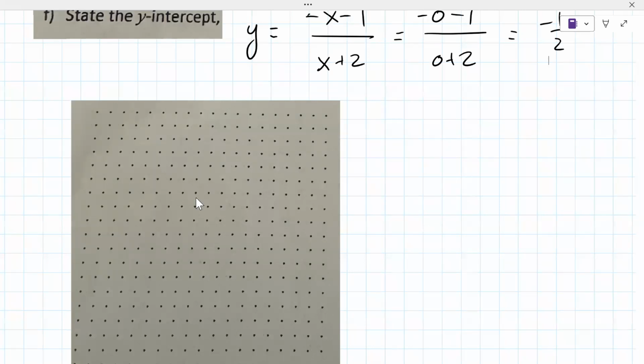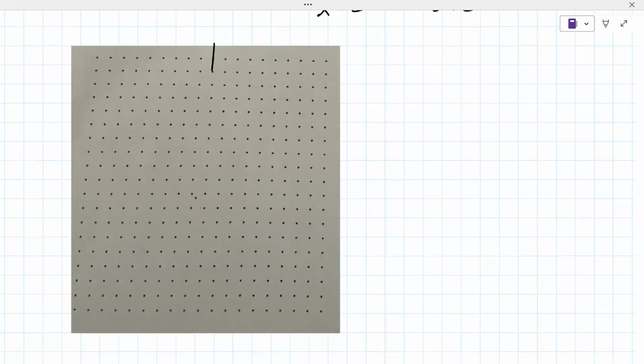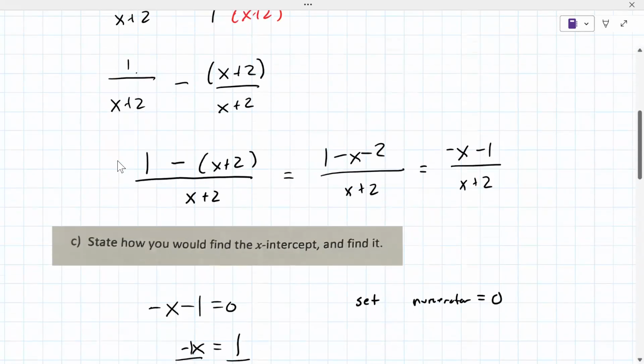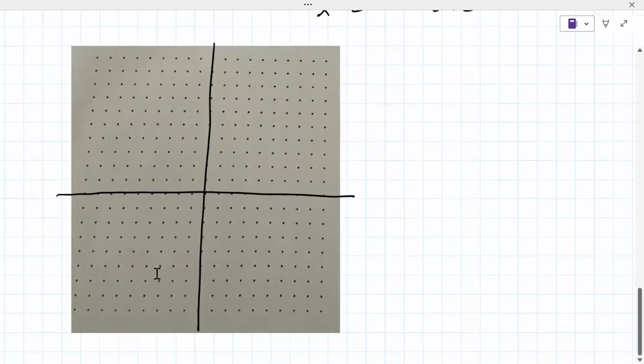All right, have you been able to make any progress on a graph here? Yes. All right. The first thing to graph is the vertical and horizontal asymptotes. What was the vertical asymptote? It's negative 2. X equals -2, and that's a vertical line here. So there it is, x equals -2.